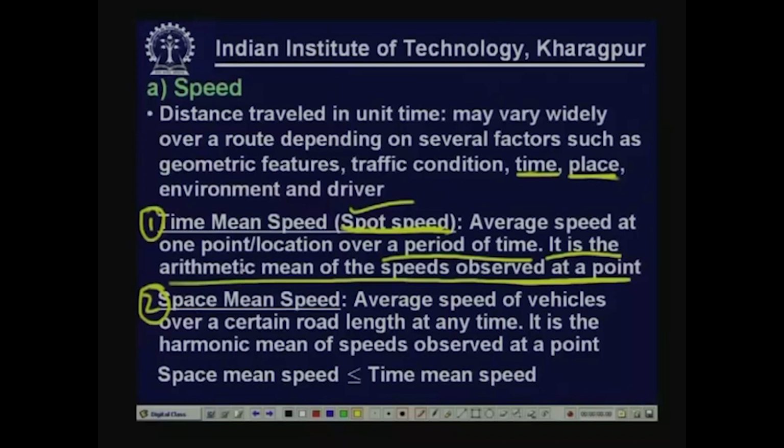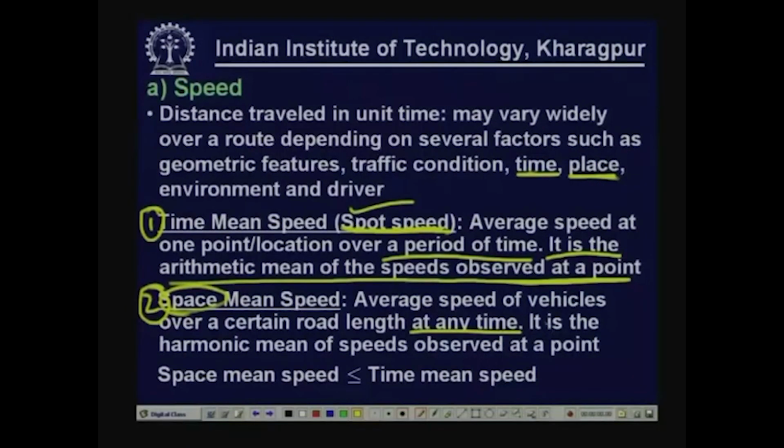Now, space mean speed is the average speed of vehicles over a certain length of road at any time. It is averaged over the distance. That is why it is called space mean speed. If you take a distance, what is the average speed that can describe the travel over this distance? So, it is averaged over distance. That is why you call it space mean speed. We can show that space mean speed is the harmonic mean of speeds observed at a point. We shall show it with an example also.